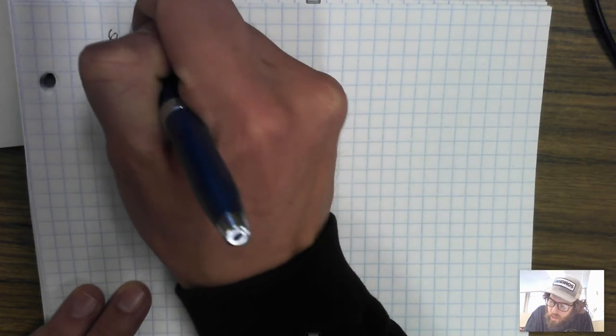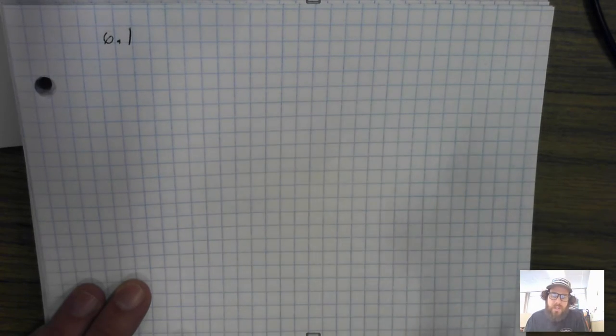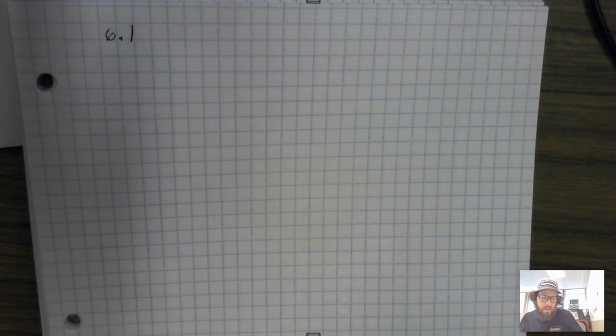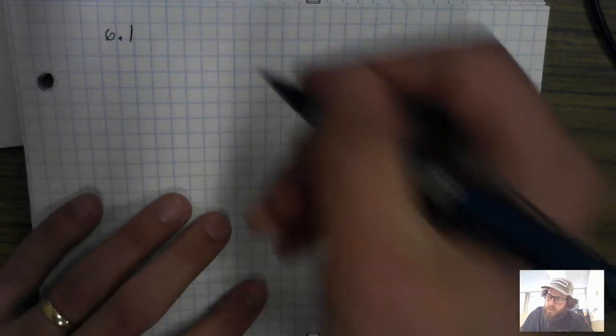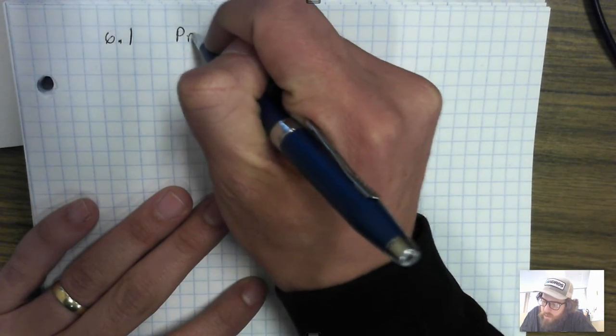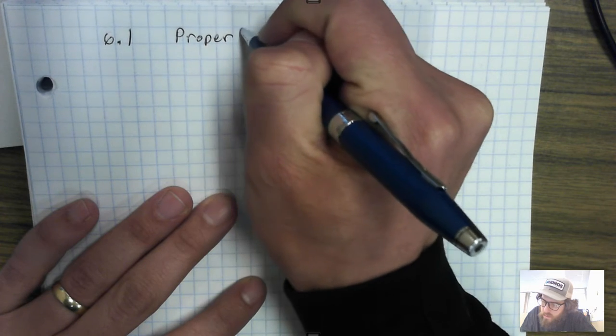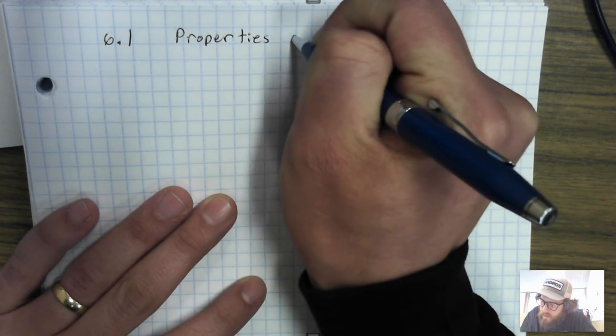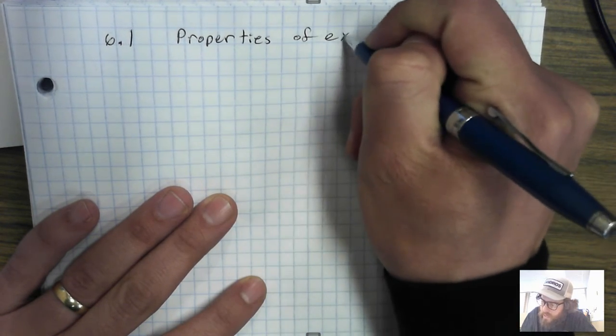All right, today we're moving into 6.1. We're moving into chapter 6, starting off the second semester. We started with a little bit of review, but now we'll move into the new stuff. So chapter 6 is all about properties of exponents. Properties of exponents. How do exponents work?